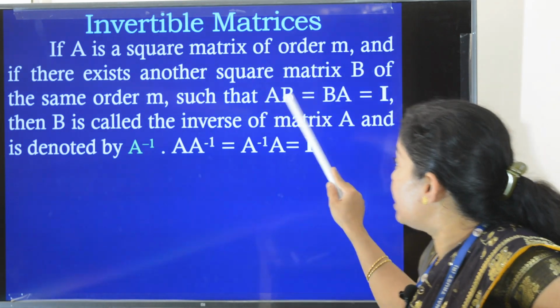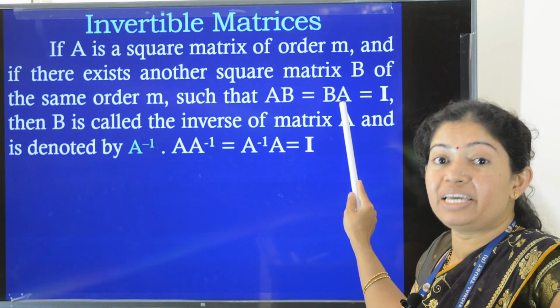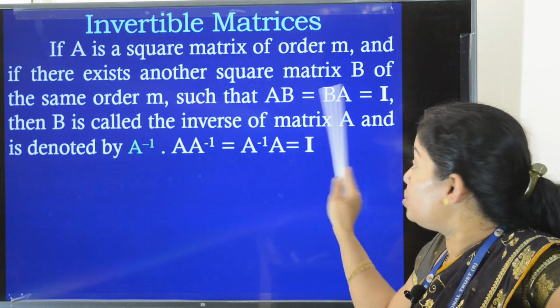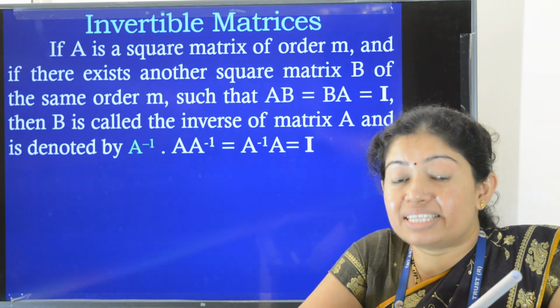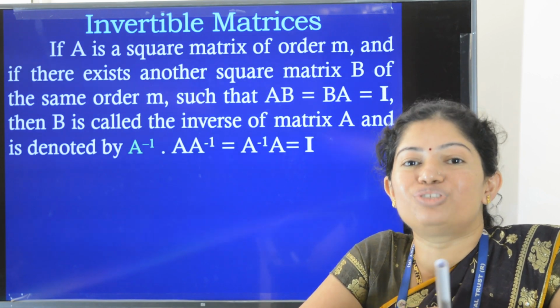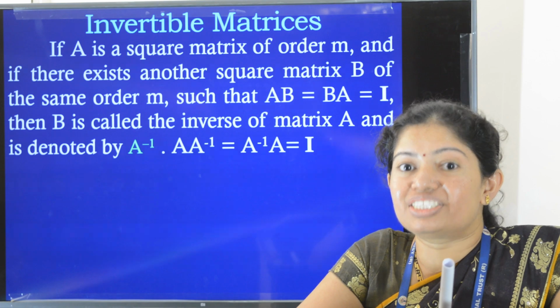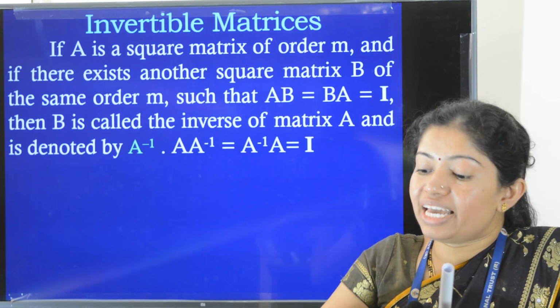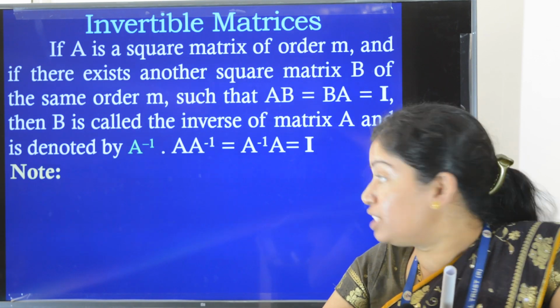Observe here students, AB is equal to BA. So these two matrices satisfy the commutative property of multiplication, and both products should give you the identity matrix of the same order. Next, let us see a few important points.